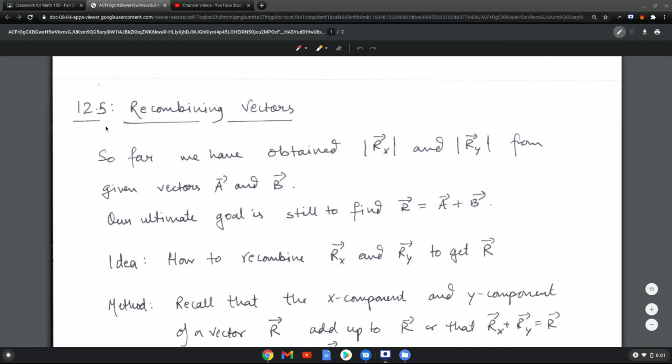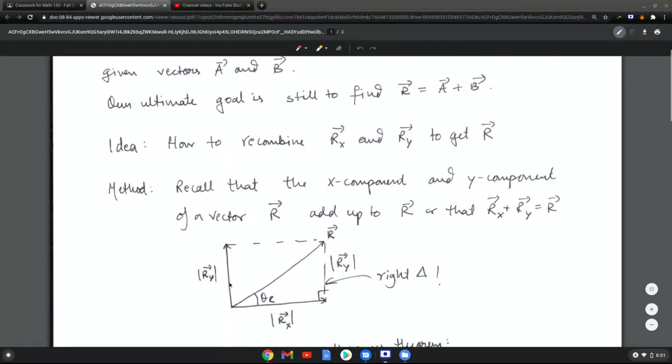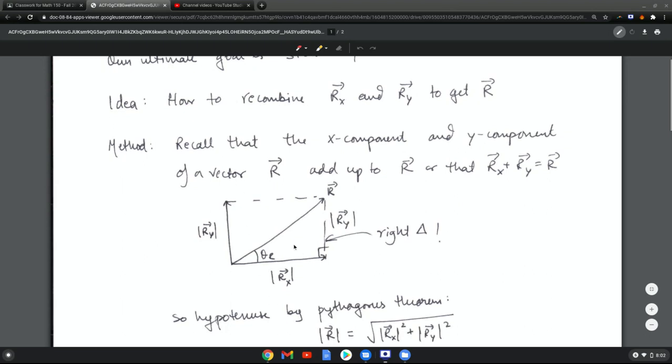So we call this recombining vectors. We have Rx, Ry from the given vectors A and B. Our goal is to find R, which is A plus B. When we say find R, it means we want to find its magnitude and its direction. How to combine them? Recall that the x component and y component of a vector R add up to R, because Rx plus Ry equals R. So based on the diagram, that's Rx, Ry, and this is R.